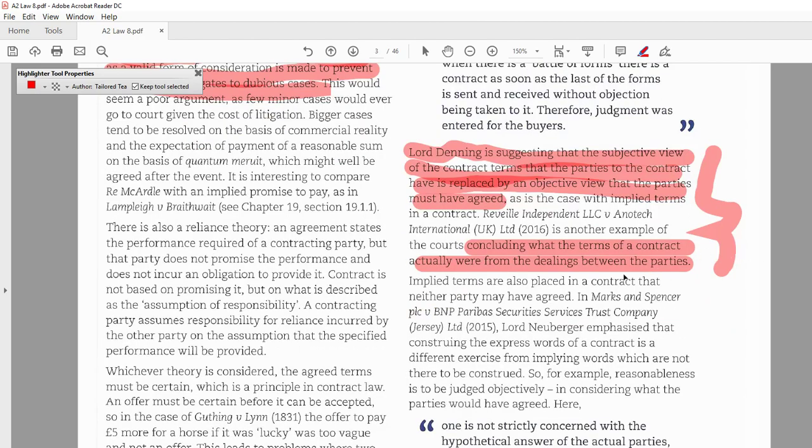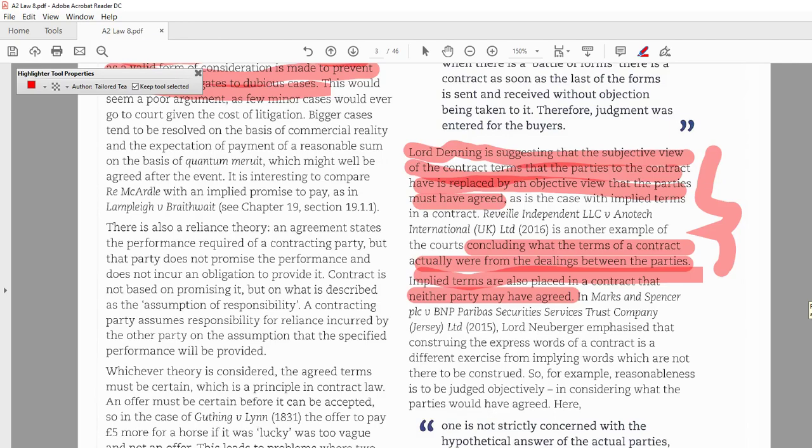Moving on. Implied terms are also placed in the contract, and neither party may have agreed. That's beautiful. So now you've got two points that are perhaps limiting the freedom of contract. You could argue implied terms. So you've got what Lord Denning said in Butler, and now you've got implied terms. Make sure you're writing notes. My actual PowerPoint had all this broken down, which is a bit of a shame.